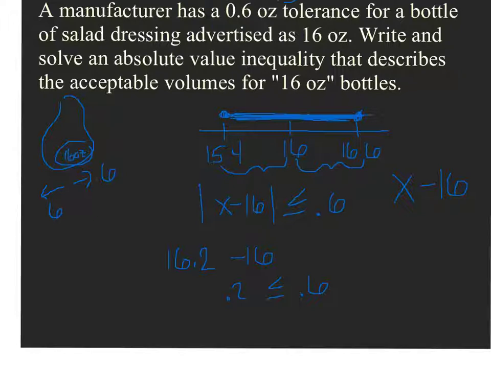So when you're doing one of these problems, I know that might have seemed confusing, you're taking the number that it's centered around, and you're going to take that away from the actual. The actual is the thing you don't know. You don't know what the bottle actually weighs. So you take that number you're centered on away from the actual, and then that's going to talk about the distance that's left that's okay for them. Here they're talking about the distance being less than or equal to 0.6.